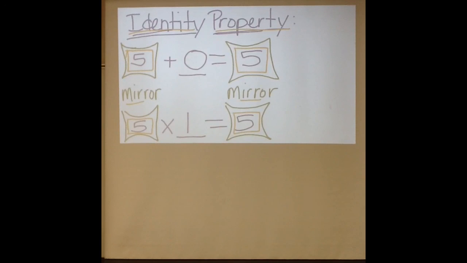So as you see, identity property in addition is adding by 0, and in multiplying, we're multiplying by 1. Okay, so that's an important thing to remember for identity property. It's when the number sees itself. That's what identity property is. It's the number seeing itself in the mirror.